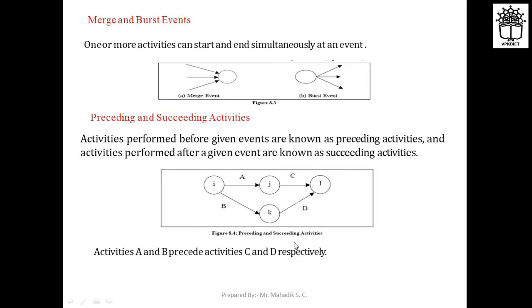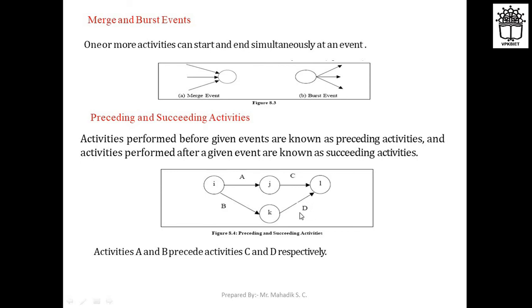Whereas C and D activities are called succeeding activities of A and B, because C and D come after A and B. Is it clear for all what is meant by preceding activity and succeeding activity? You can also call activity B a preceding activity of D here.